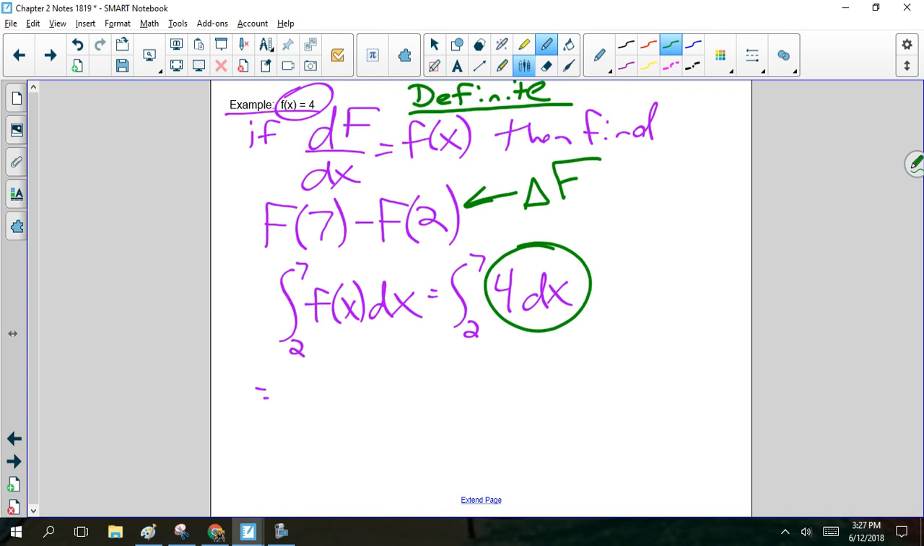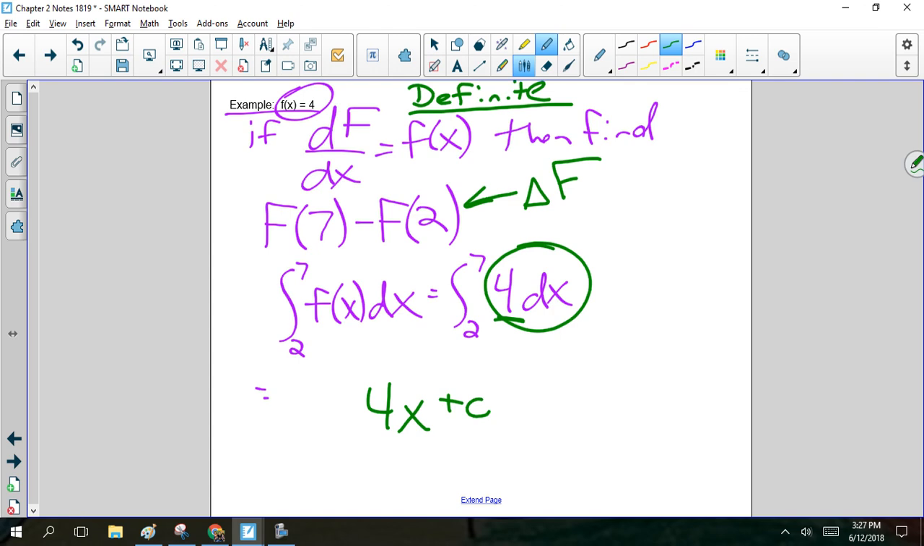So, what thing can I take the derivative of to get 4? Oh, well, that's 4x, right? And don't worry about the c. Actually, better yet, I'm going to put the c in, but in a minute, you're going to see that it doesn't matter. So that's my antiderivative.